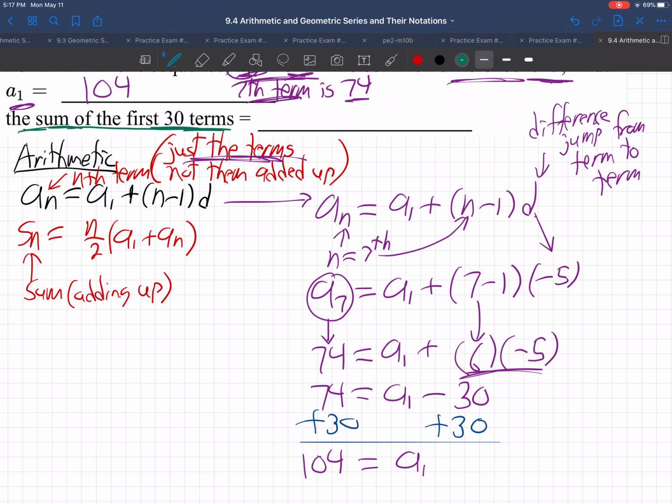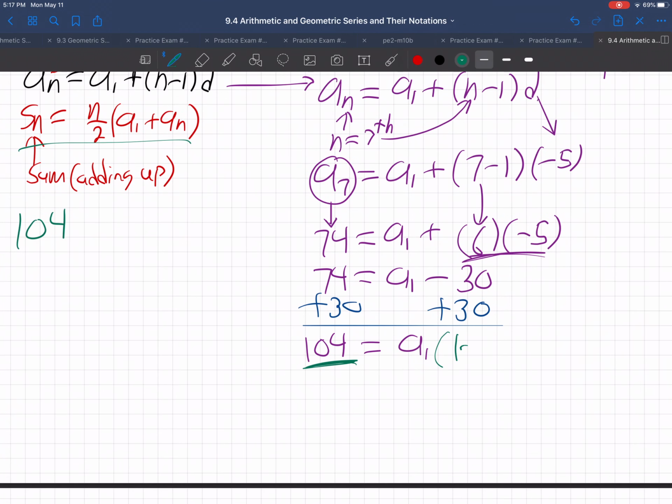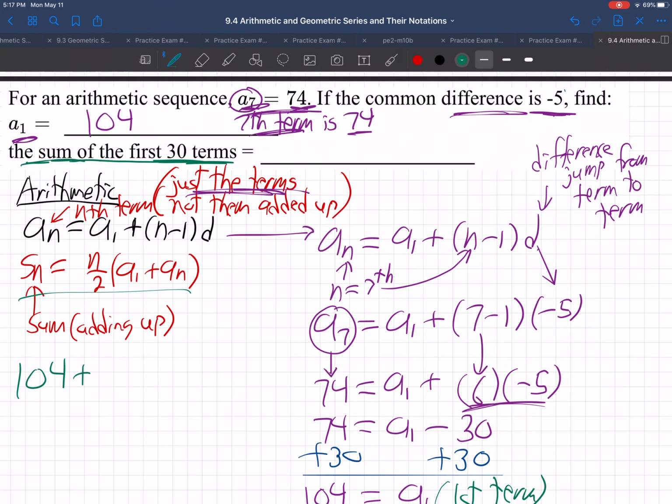We're going to use the sum formula, clearly. But let's first write out what we know. We now know 104 is the first term, a sub 1. So the first term is 104 plus, what's the next term? Well, we know the difference is -5. That's the jump from term to term, meaning it goes down by 5 every time. So this would be 99. And then down by 5 again. This would be 94 plus... And that's how the sequence goes. We're adding them up. It's called a series when you're adding them up.